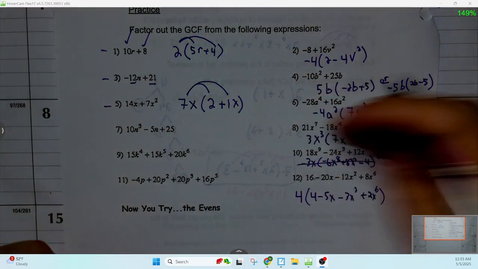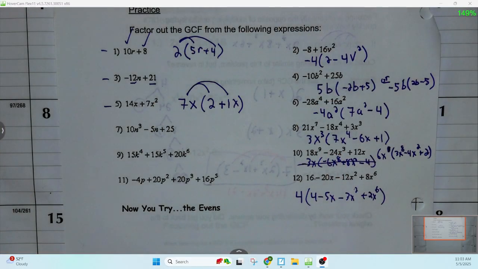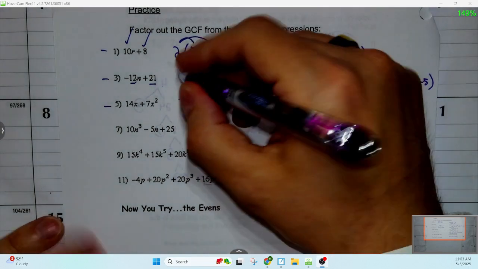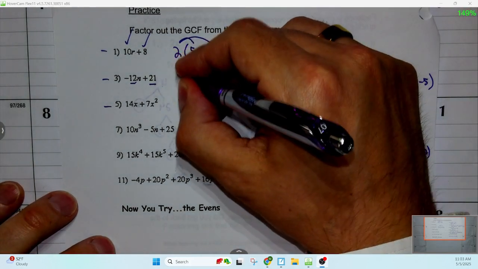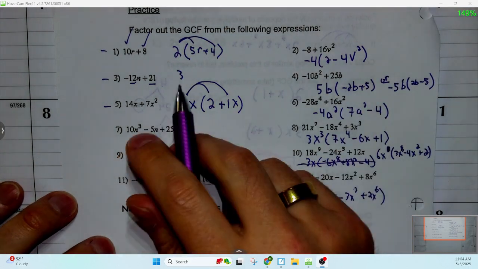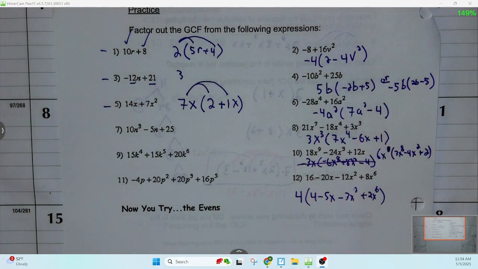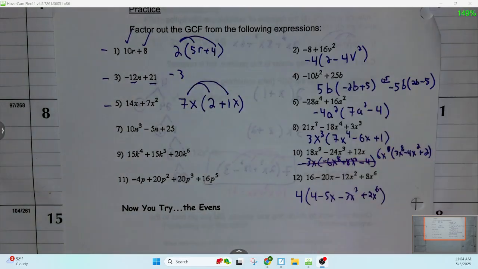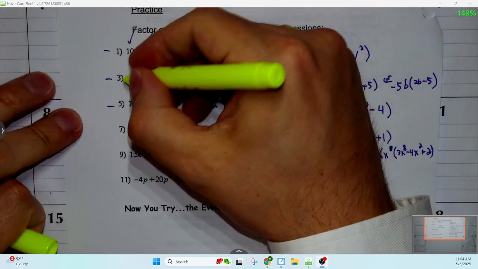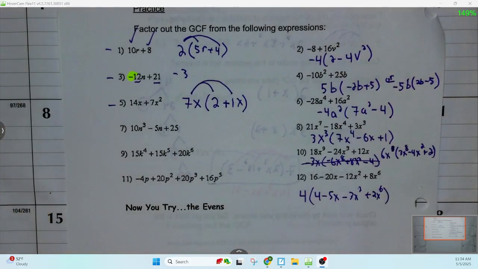What's a number that divides into 12 and 21? Yes, Liana. 3. The answer came in class that 3 divides into those. So we'll take out a 3. My preference is whenever I see a negative in the front of the parenthesis, I personally like to take the negative out. So I would take out a negative 3 because it's leading with a negative right here. So when it leads with a negative, I like to take out the negative.